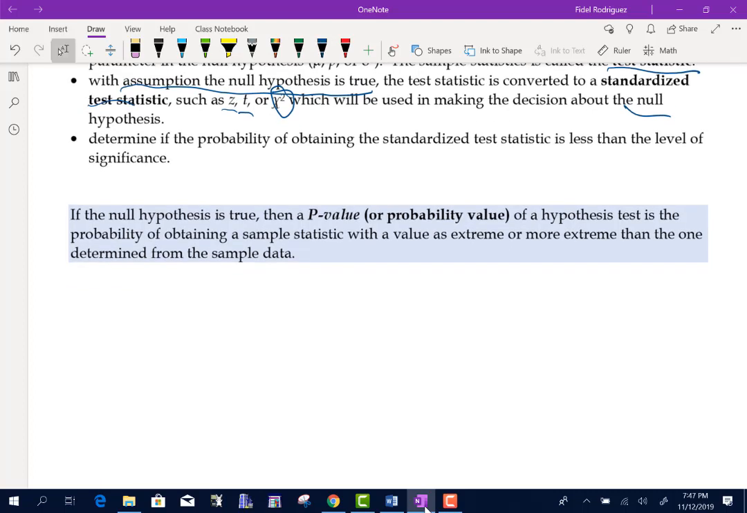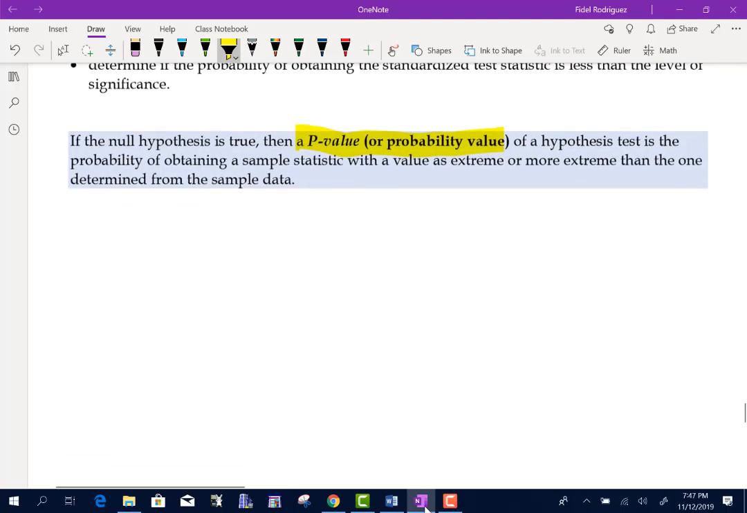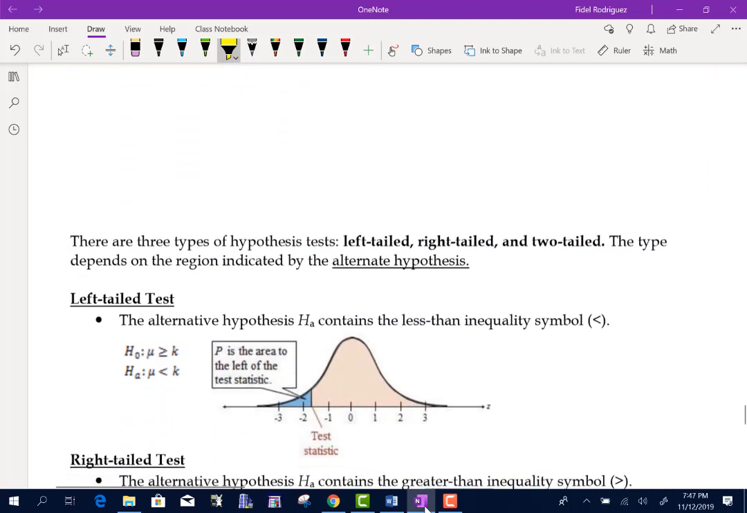It says if the null hypothesis is true, then a p-value, or probability value, of a hypothesis test is the probability of obtaining a sample statistic with a value as extreme or more extreme than the one in the data sample. Okay. So there's a lot of reading here, guys, but we're going to do some problems in a minute.